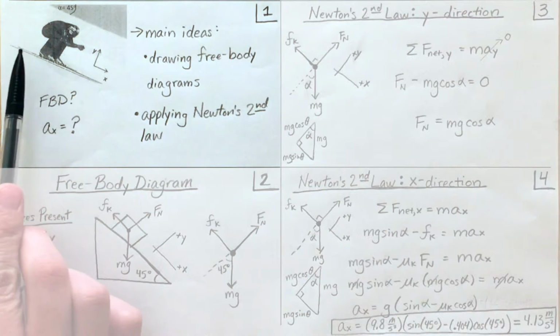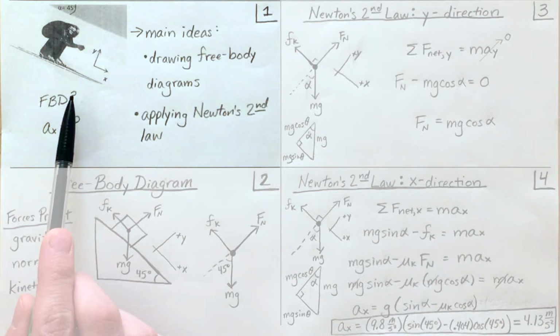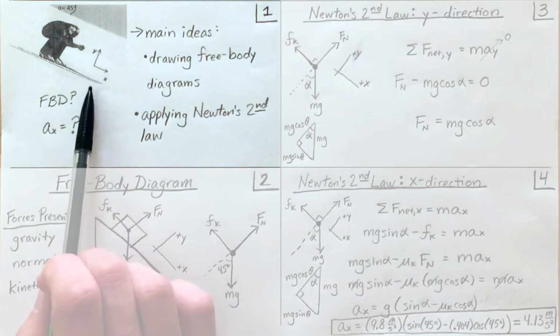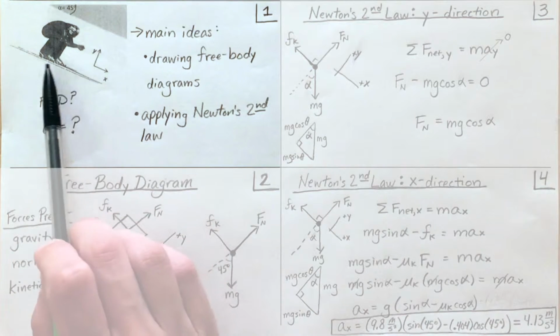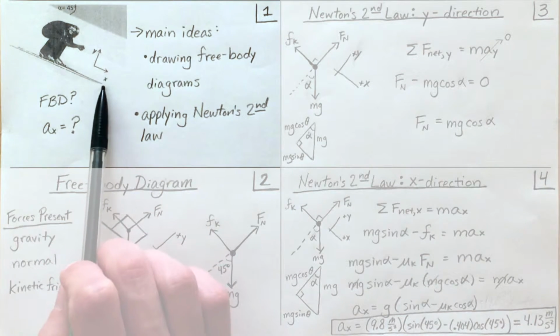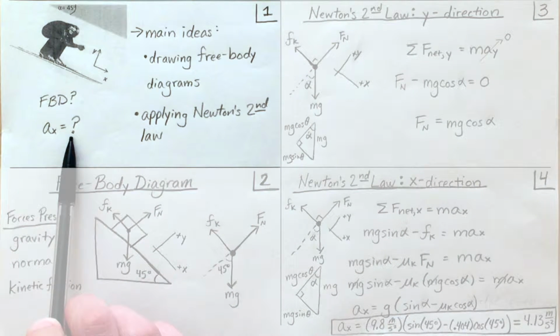In this problem, a man is skiing down a slope and we're asked to draw the free body diagram for him. The free body diagram will use a coordinate system that's tilted, where the y-axis is perpendicular to the slope and the x-axis is parallel to the slope. We are then asked to find the x acceleration of the man.